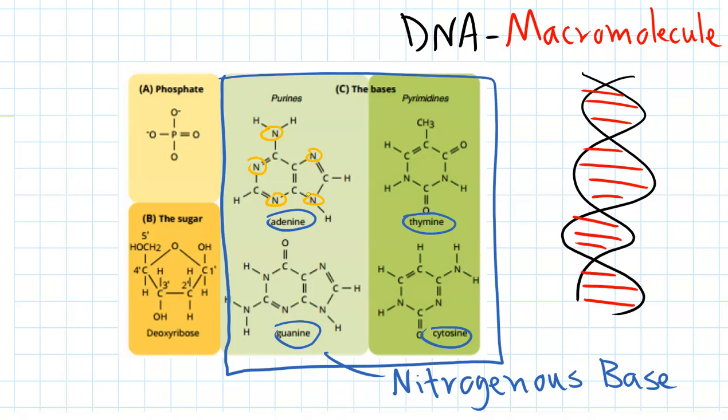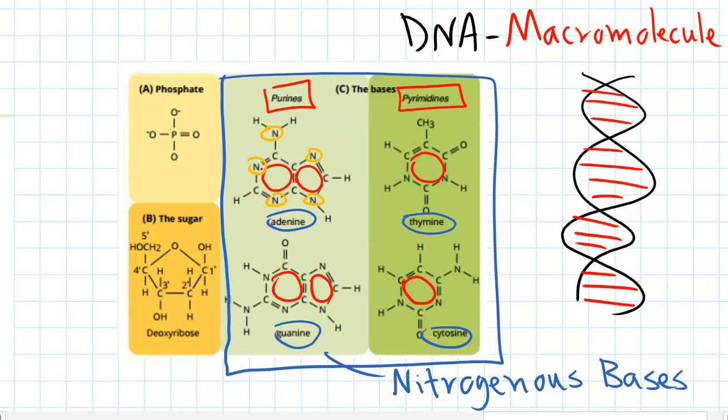So our 4 nitrogenous bases, they're also split up into what's called the purines and the pyrimidines. The purines you can see are adenine and guanine, and they have 2 rings in their structure, whereas the pyrimidines, which are thymine and cytosine, they only have 1 ring in their structure. And that's important when it comes to which molecules join together and pair up in the DNA.